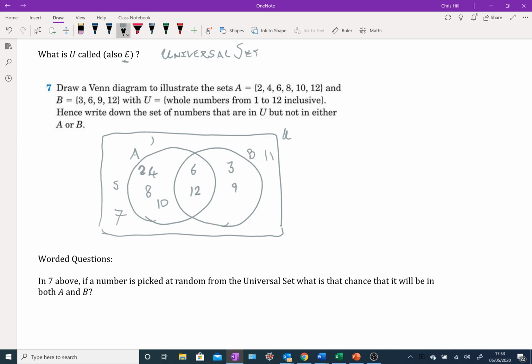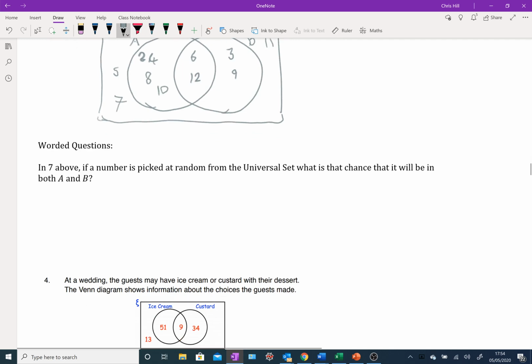That's it. So we're just going to make sure that all the numbers that we've put in add up to 12, because we know that there should be 12. So it's 1, 2, 3, 4, 5, 6, 7, 8, 9, 10, 11, 12. Okay.